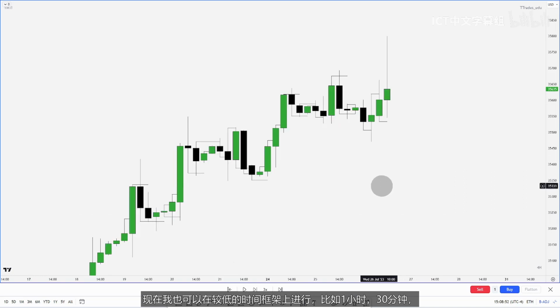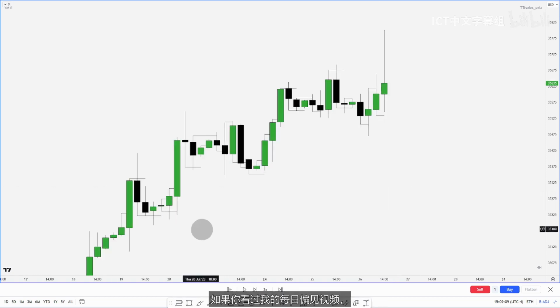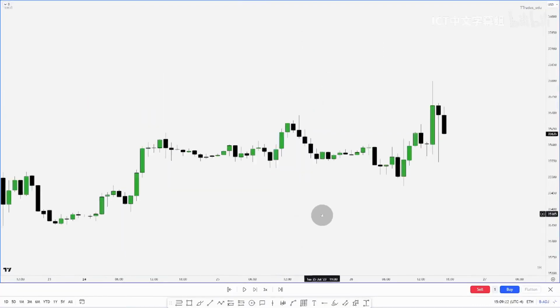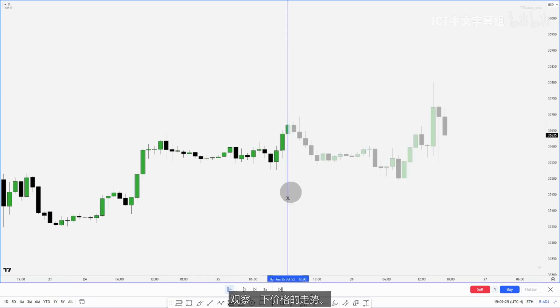Now, I can also go through and do this on the lower time frames, such as the 1 hour, 30 minute, and even the 15 minute. It just becomes a little bit more noisy as you go lower. If you've watched my daily bias video, coming from that video and looking at this bias right here, you can see that the daily is a little bit clearer. But we will just drop down to the hour chart really quick. We will hop back into some price action and see how it works out.